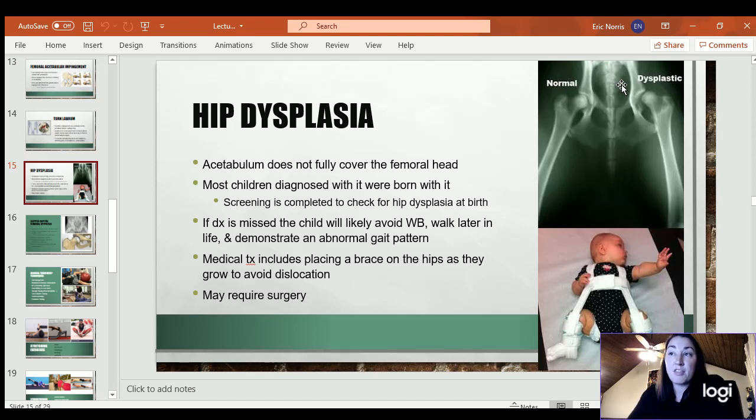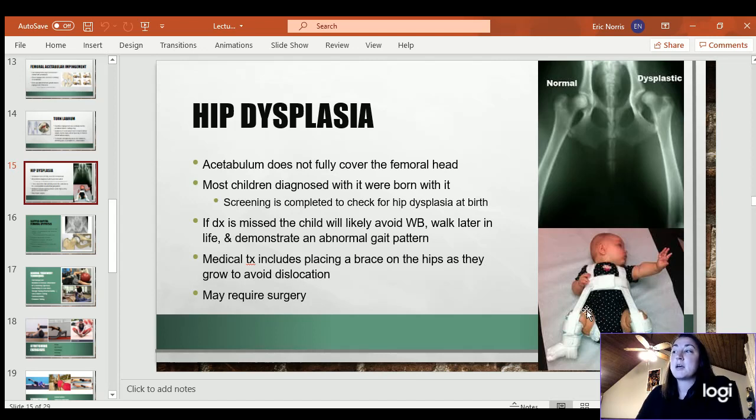Most of the time it's treated medically. We would do physical therapy after the medical treatment, but they typically will either do some type of surgery to fix it, or they will put them in a cast or a splint that keeps them in a certain amount of abduction and flexion to keep the hip in place as the acetabulum matures and develops. And once it's developed, they can remove those and it's fine.